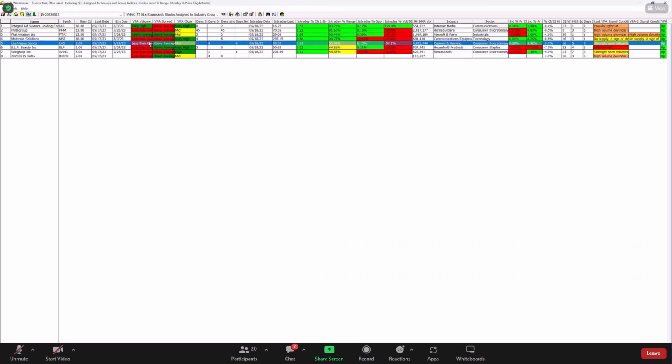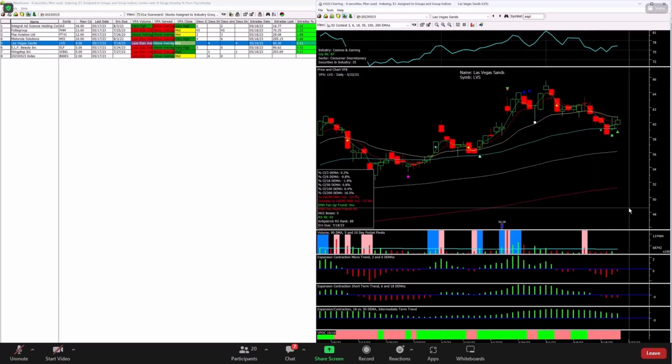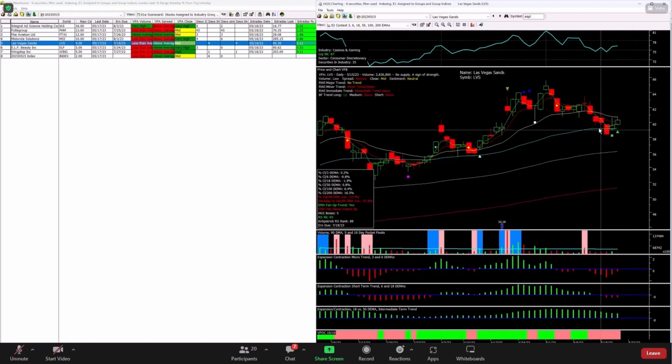Let's move on. Las Vegas Sands. I know I looked at this one. And this is a pullback. Here is a no supply, but the 3 is below the 6. There's not a crossover here, so it's not a buy yet if you're looking to go long.